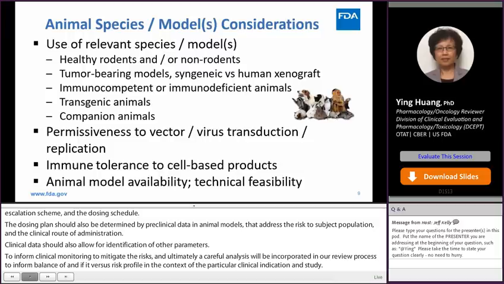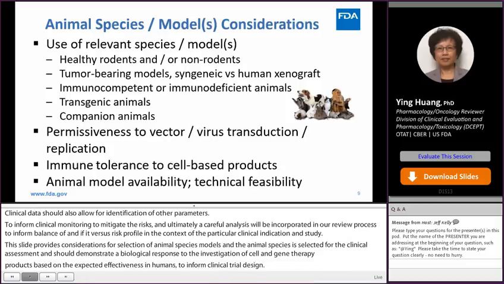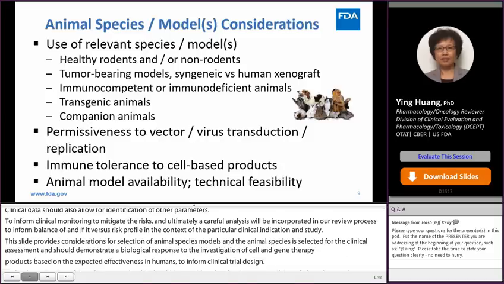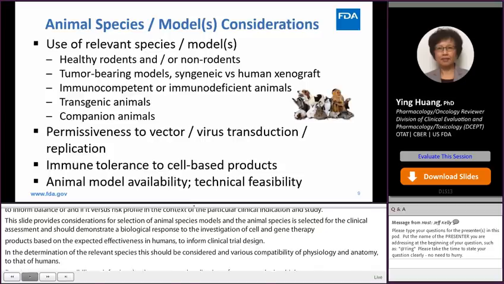The animal species selected for preclinical assessment should demonstrate a biological response to the investigational cell and gene therapy products based on the expected effectiveness in humans in order to generate data to inform clinical trial design. In the determination of the relevant species, these factors should be considered: compatibility of physiology and anatomy to that of humans, permissiveness, susceptibility to infection by the vectors, and the replication of viral vectors or microbial vectors, and immune tolerance to a human cell therapy product or transgene product expressed by the virus or vector.